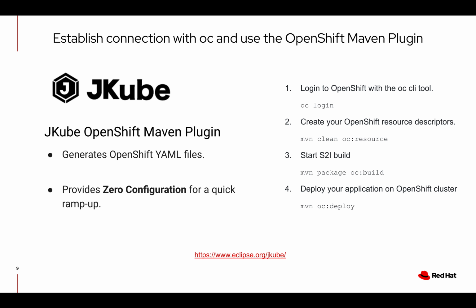It's still part of the first pattern, but as a simple sort of four steps, I log into OpenShift with the OC CLI tool. I then do a Maven clean oc:resource, which builds my OpenShift resource descriptors. I start a source to image build via a Maven package oc:build, and then deploy my application to the OpenShift cluster. So I'm including that in pattern 1 because it makes use of the OpenShift extension, but you could simply use Maven type commands to drive the underlying OC commands.